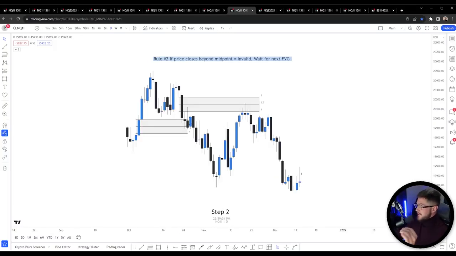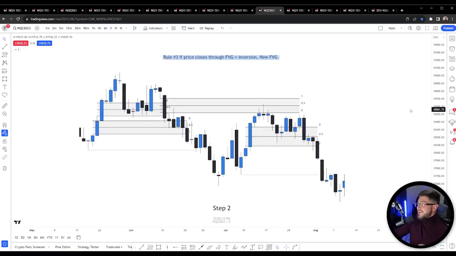Rule #2 is that if price closes beyond the midpoint, it is invalid. Now this just means you're going to wait for the next fair value gap. So if you see right here, price came down into this fair value gap and it closed beyond the midpoint, right? So at that time, we would have just waited for the next fair value gap to use this strategy to find bias. So right after that, the price tapped into this level up here, and then it went to the downside. So if this happens, you're just sitting on your hands and waiting for the next high probability situation. And this is how we keep such a high win rate.